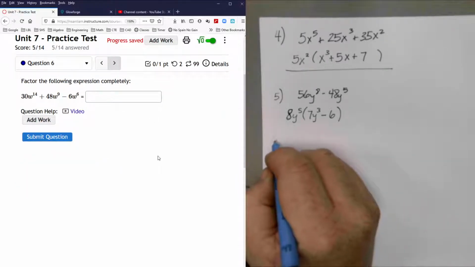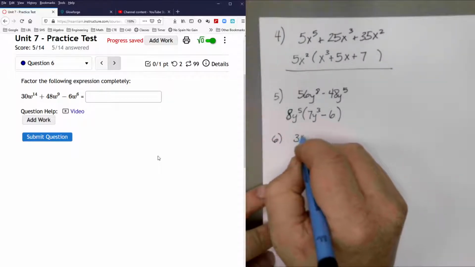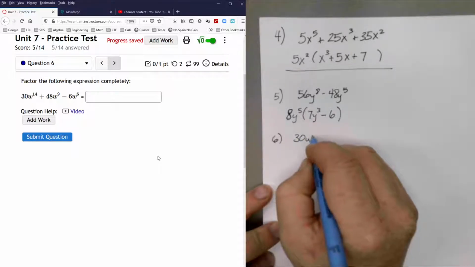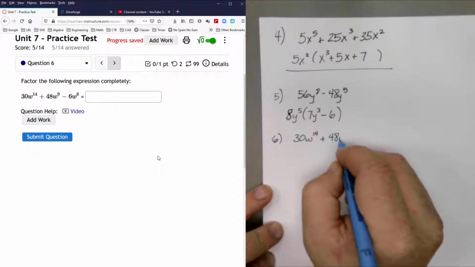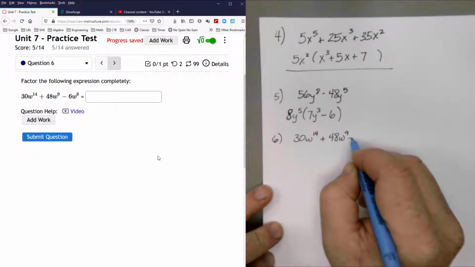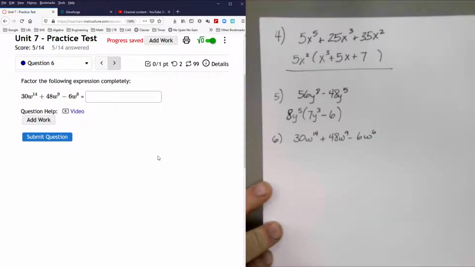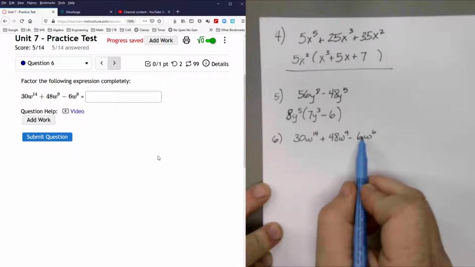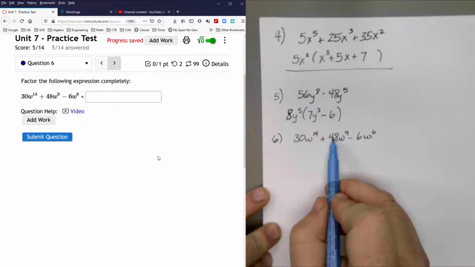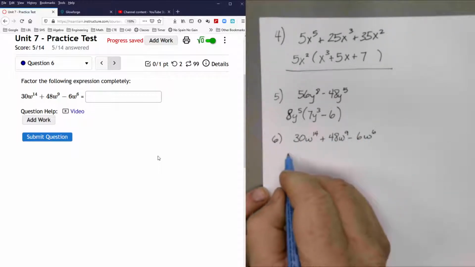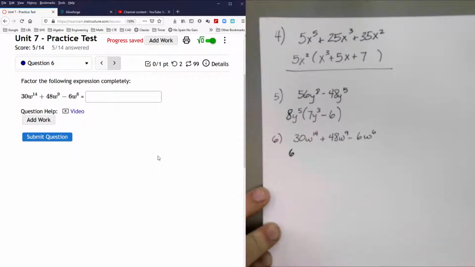Okay, number 6, they're asking us for the same thing. We're asked to factor that completely. So as I'm writing this down, I'm thinking through what the factors are here. I've got w to the 14th, I've got 48 w to the 9th minus 6 w to the 6th, okay? And I'm going to start, again, looking at my smallest number, and so I've got 6 here. And does 6 go into 48? Yes. Does 6 go into 30? Yes. So 6 is the number that I can take out. The coefficient I can take out.